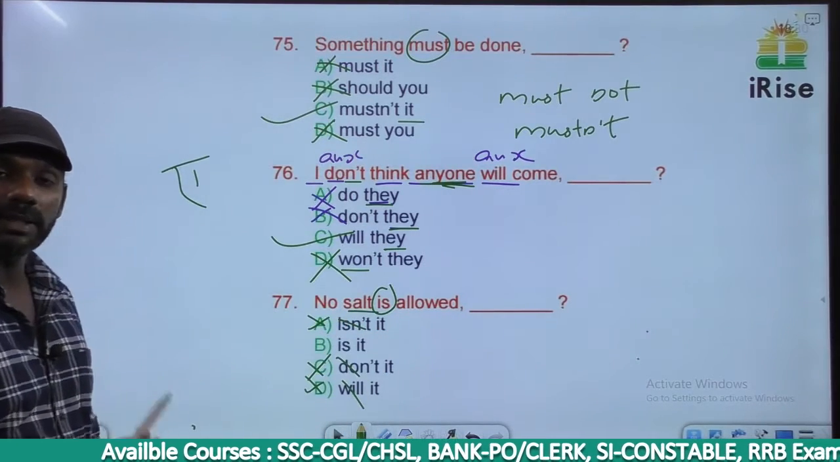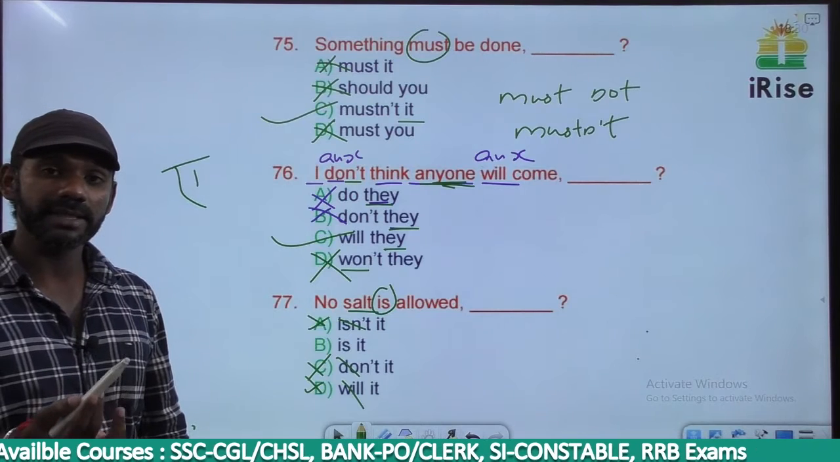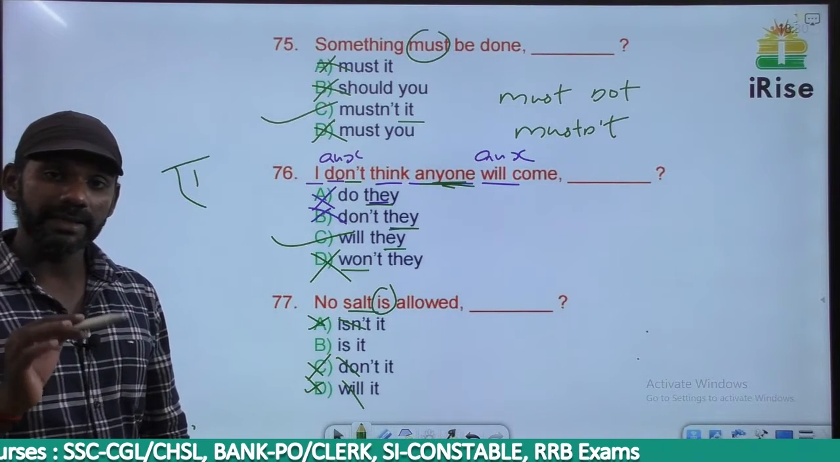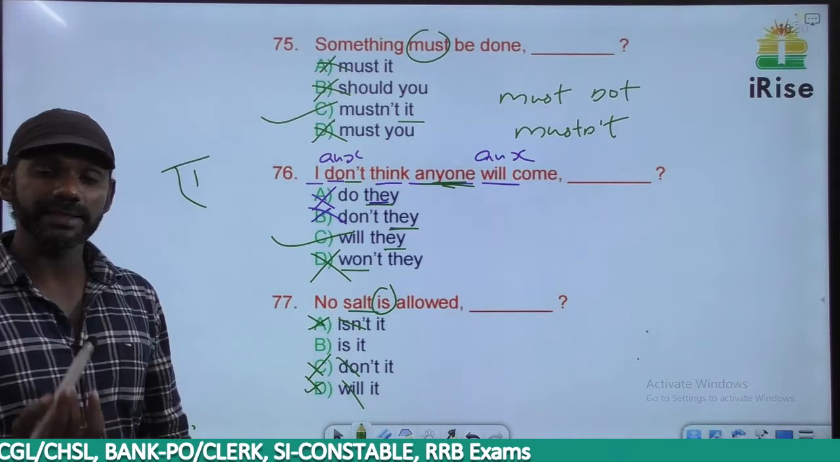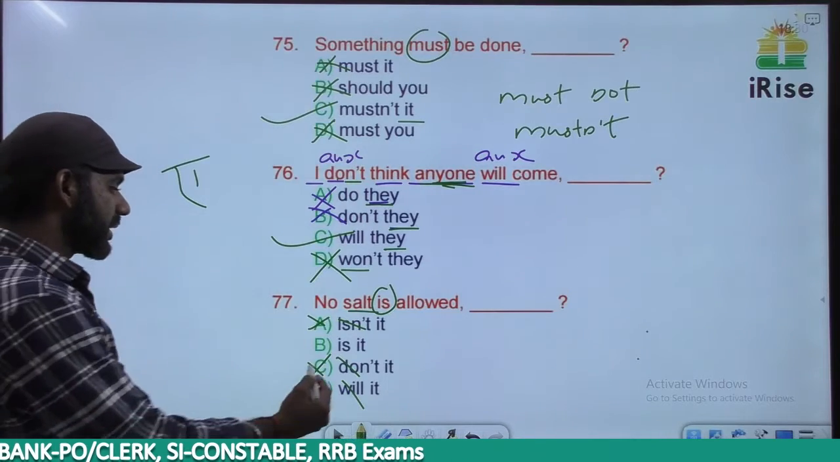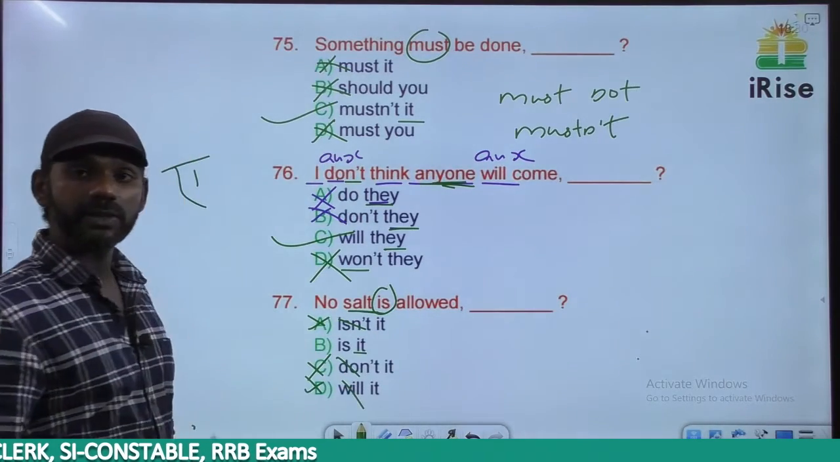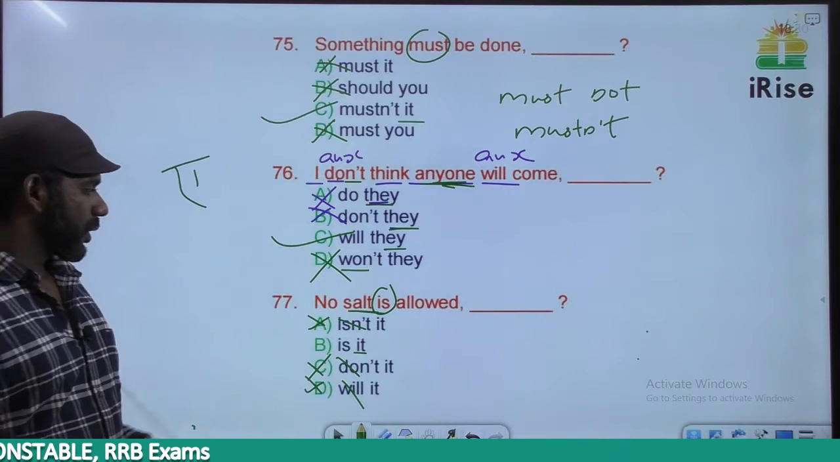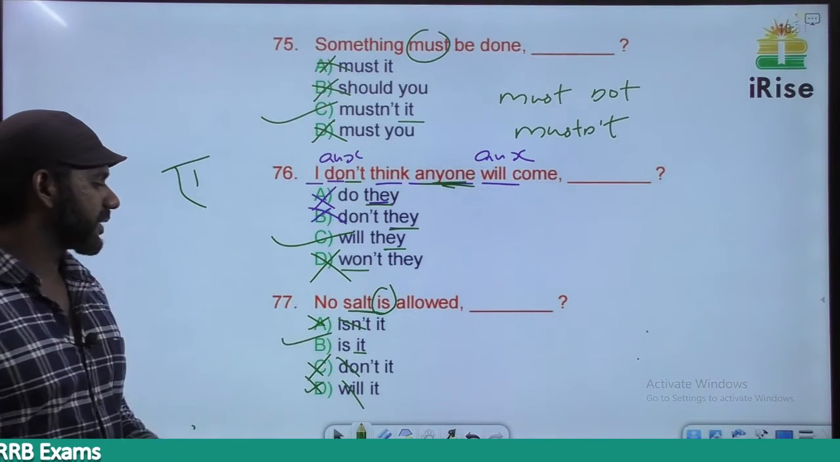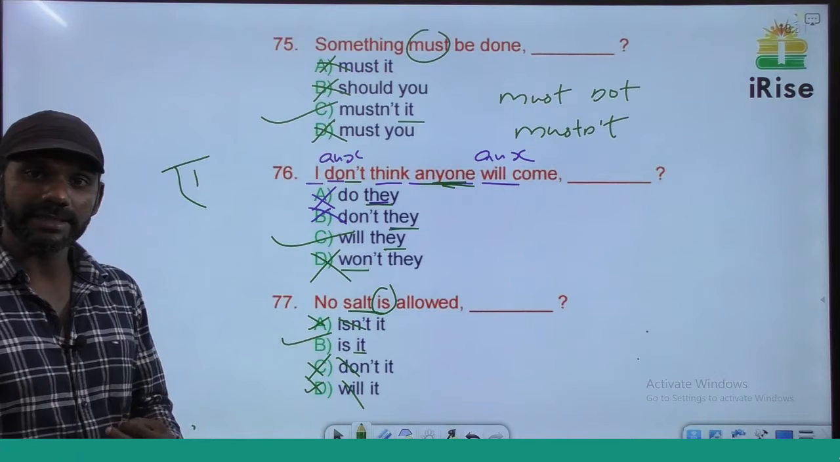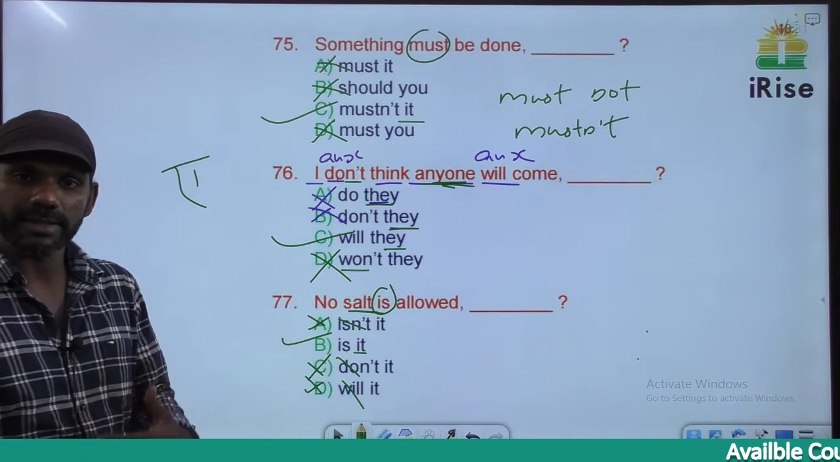Salt is uncountable. Uncountable nouns carry a singular verb and a singular pronoun. So is it? It refers to salt. So, no salt is allowed, is it? That means, is it true that no salt is allowed?